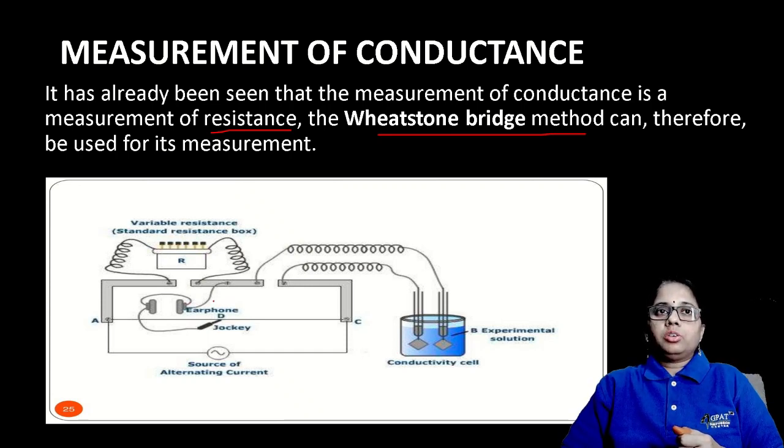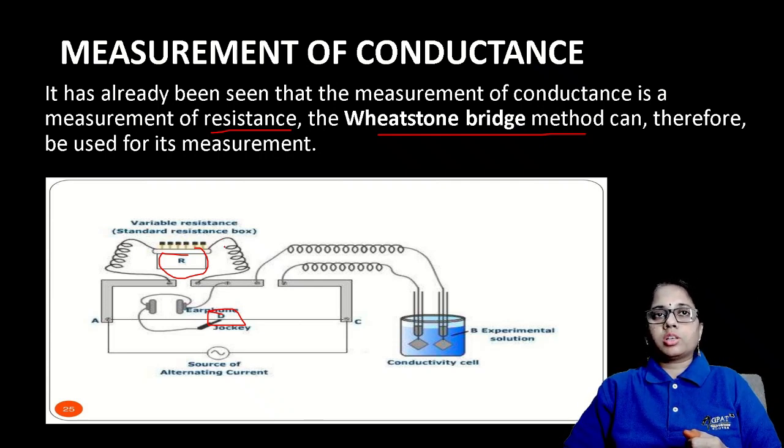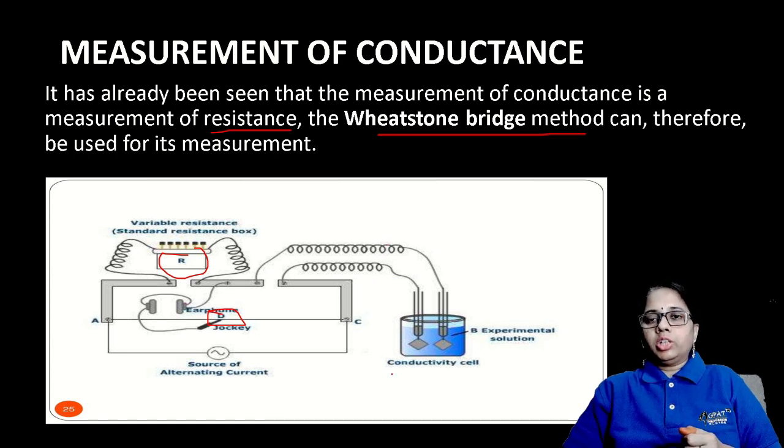So in this you can see earphones, jack keys, and a source of alternating current. Okay, so everything is set in this Wheatstone Bridge. Here resistance is measured, and this A and C, it is going to be between the D point also. So all these are incorporated in this Wheatstone Bridge. It is called a variable resistance box also. Okay, so this Wheatstone Bridge method is going to be used for measurement of the conductance, and this bridge is going to be connected to the electrodes.